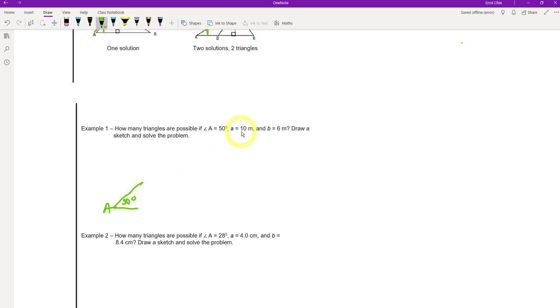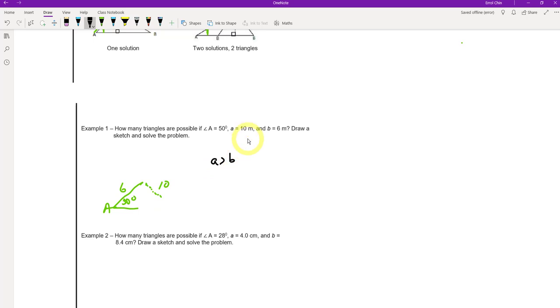Now, angle A, side length A, well that's this side, and I'm always going to use dotted lines to represent side length A, right? Angle A and side length A are opposite to each other, so that's 10. This is going to be 6. So the first thing we need to do, in order to determine if you have zero solutions, one solution, or two solutions, well, what do we notice? We notice that side length A is definitely bigger than 6. So A is bigger than B.